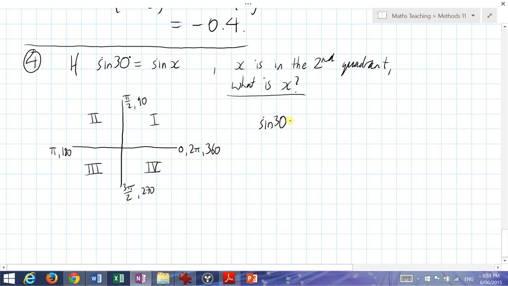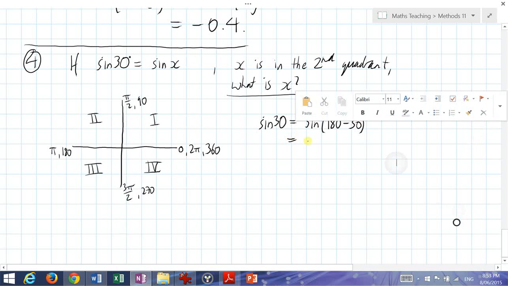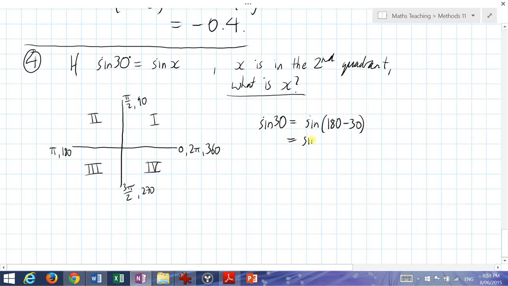Sine of 30 is going to equal sine of, I could say pi, but we're working in degrees, so I'll say 180 minus 30. And we're working in the second quadrant. That's why I chose 180 minus, to put us in the second quadrant. So sine of 30 is actually going to equal sine of 150. We can say x is 150.